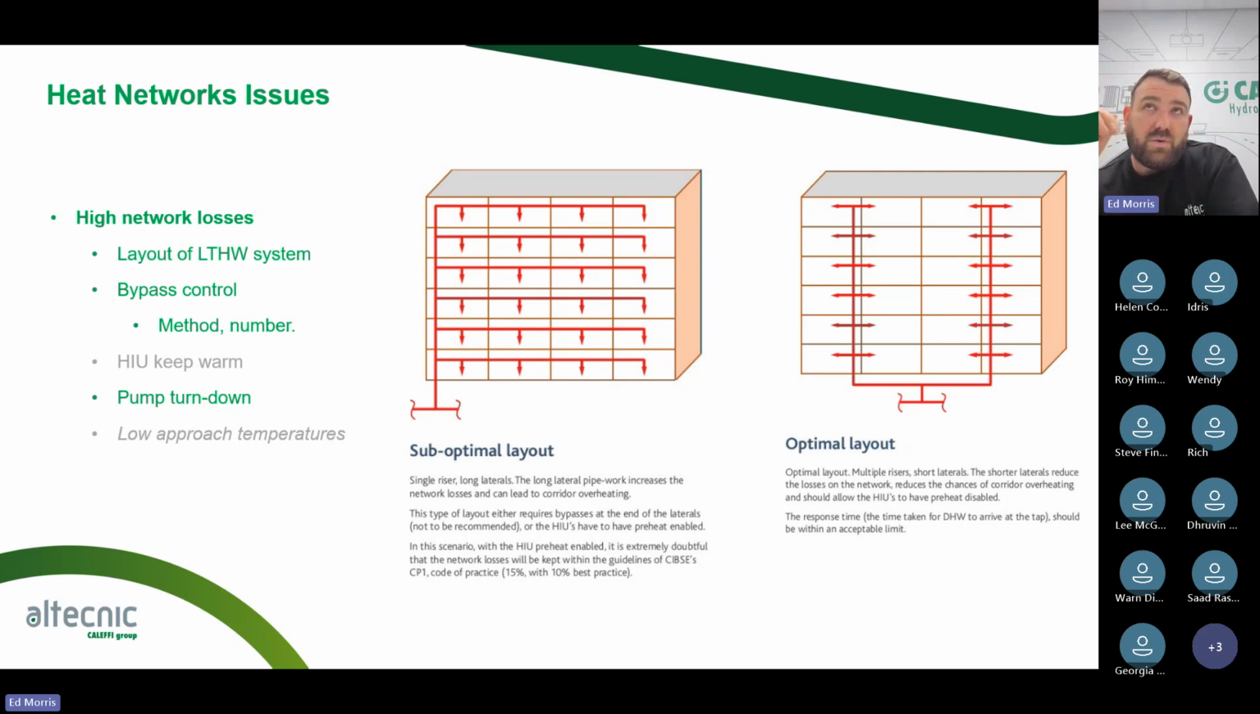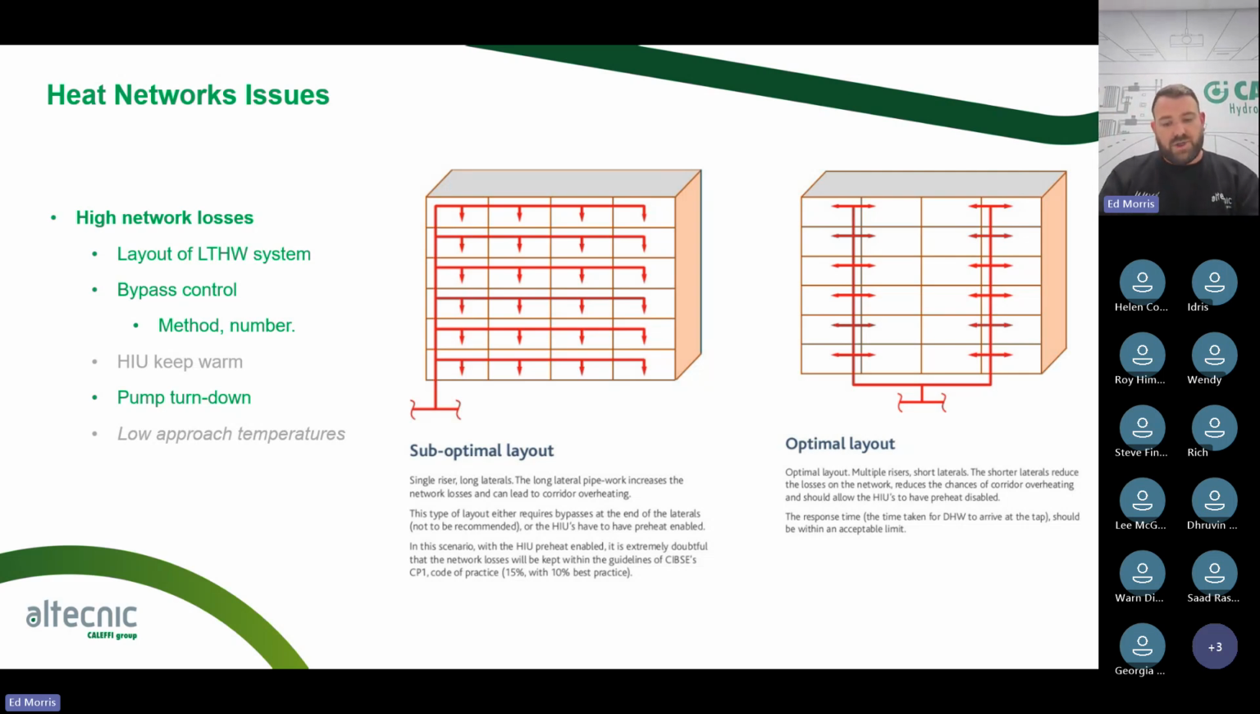If that pipework starts to cool down, it's going to take more time for the heat to heat the plate heat exchanger, and in turn for the HIU to start producing domestic hot water. So look at an optimal layout. We would split that. We divide the system into 2 risers. So we'd have 1 riser going up one side of the building and 1 for another. And we keep those short runs in the laterals as short as we can.